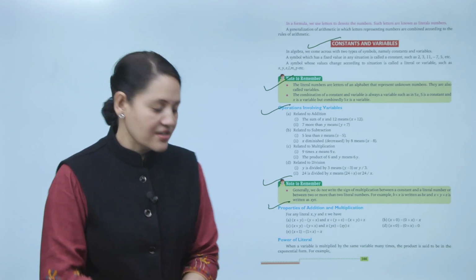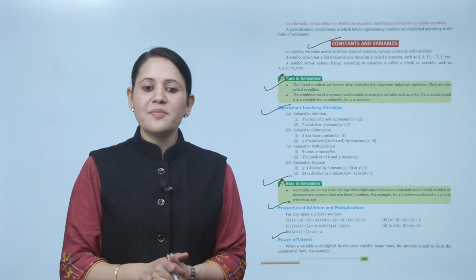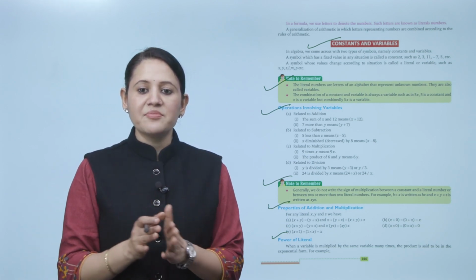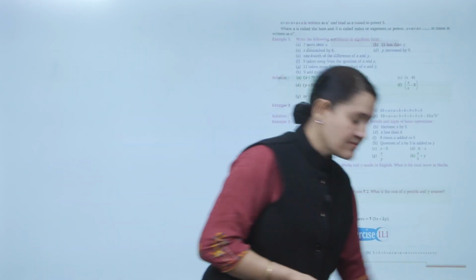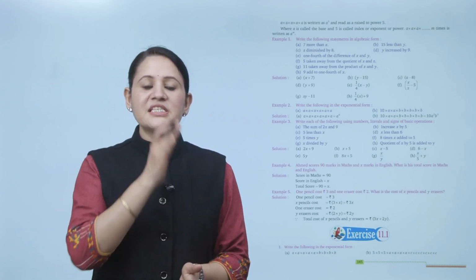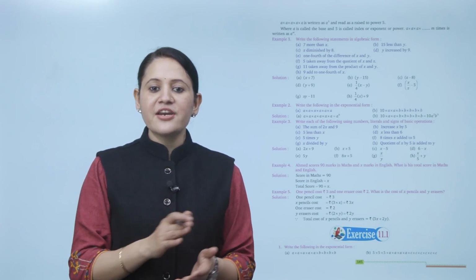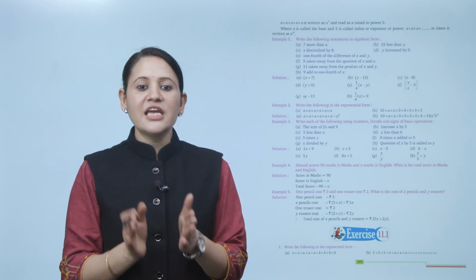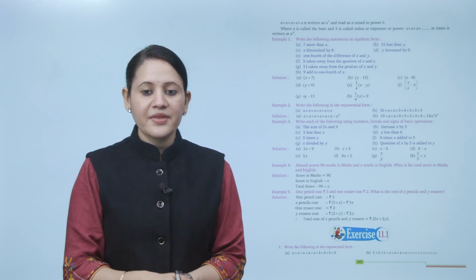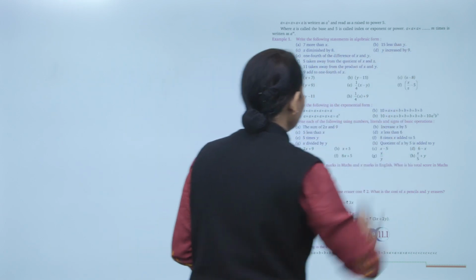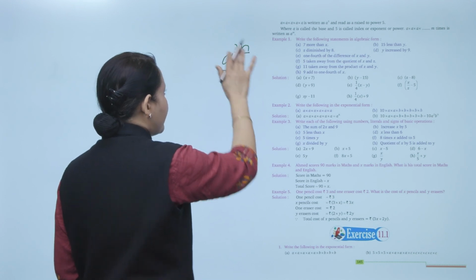Next is power of literal. When a variable is multiplied by the same variable many times, the product is said to be in the exponential form. For example, a multiplied 5 times means a into a into a into a into a can be written as a to the power 5 and read as a raised to the power 5, where a is called the base and 5 is called the index or the exponent or the power of a. If a is multiplied m times, we can write it as a to the power m. Here a is the base and m is the power or exponent.